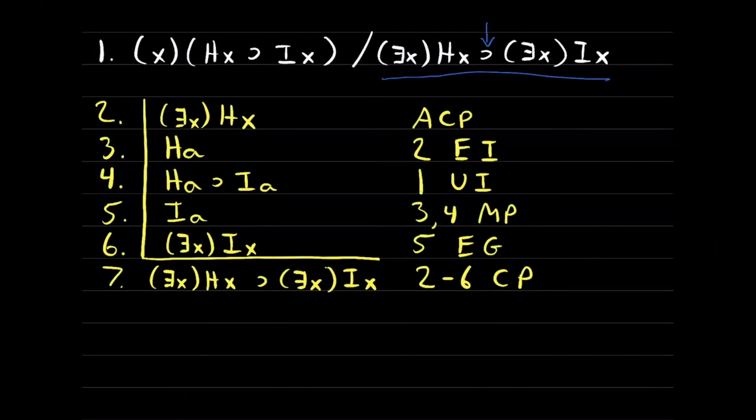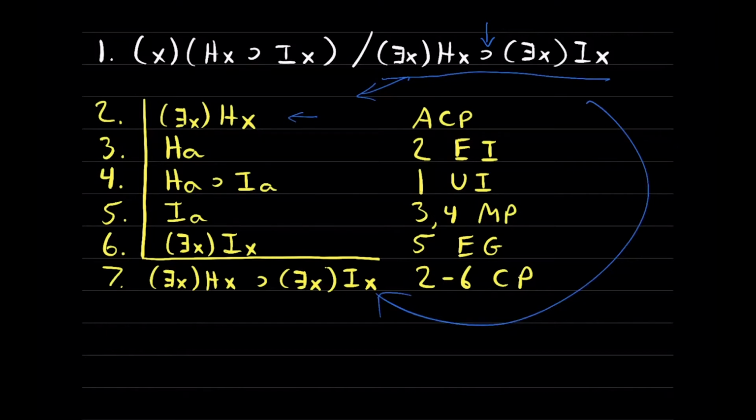Because that's a conditional, we can try to prove it using conditional proof. On line 2, indicated with an arrow, I've assumed the antecedent of that conditional, and I'm trying to prove the consequent. If I can do that, then I can close the conditional proof sequence and show that the conditional is true.